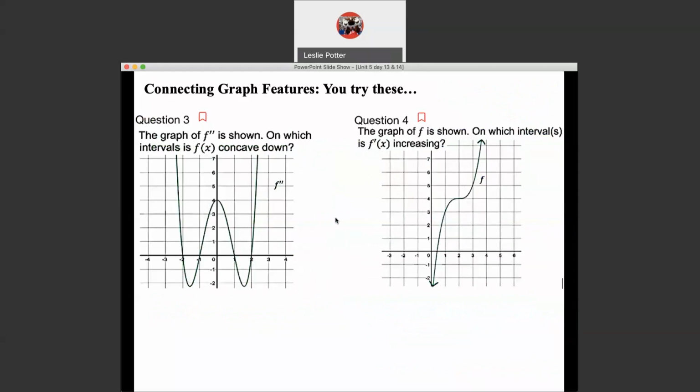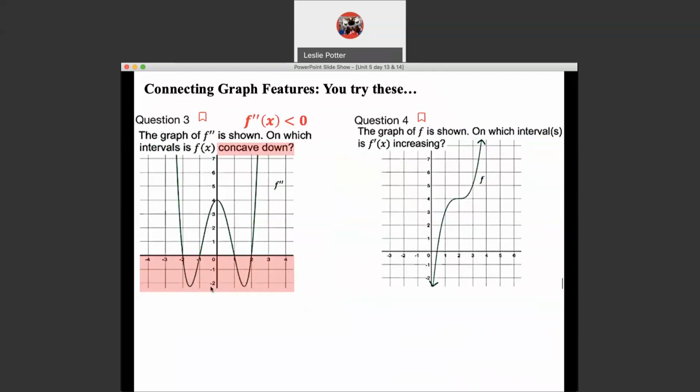Okay, so if the video is running, again, I've assumed you've tried these two. Let's take a look at question 3. The graph of f double prime is shown. On which intervals is f of x concave down? So we know concave down means that the second derivative is less than 0. Well, we have the second derivative graphed here, which means less than 0 is this portion of the second derivative graph. This is where my second derivative is negative.